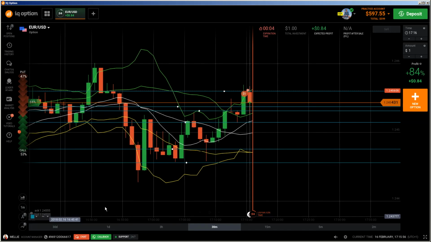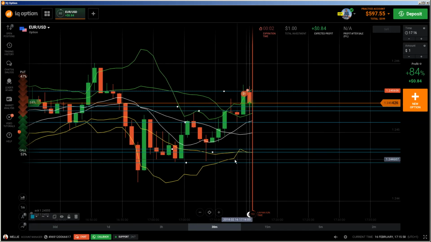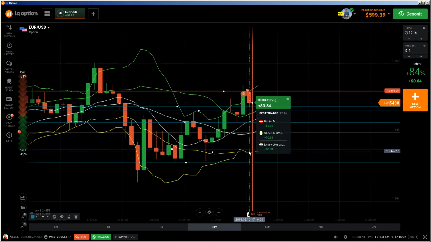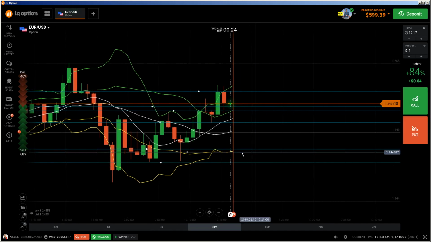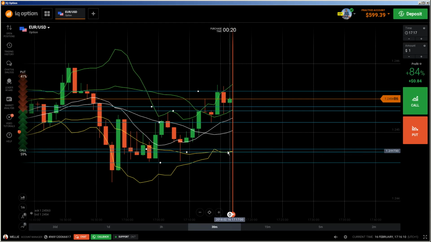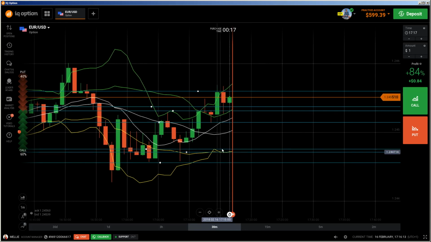This here, you see the area is getting greater. This is a really good area because here the Bollinger Bands are on the same line for more than one candle. Here you see a really nice crossing and a really strong support and resistance level.